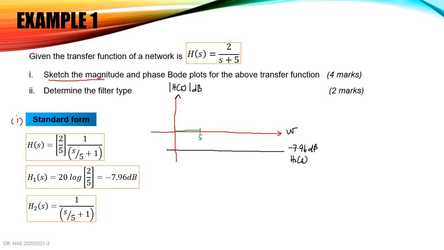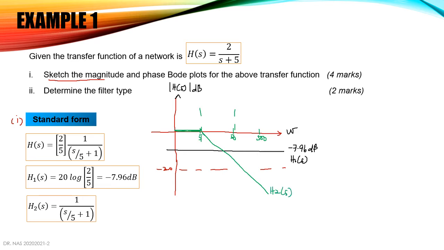Okay, so at 5, it's 0 from 0 to 5, and then you have negative 20 dB per decade from 5 onward. So this is 5, and then 50, and then 500, and so on. So approximately there, we assume that here is negative 20 dB per decade. So the line drops down by 20 dB per decade, something like this. Okay, so this is your H2(s).